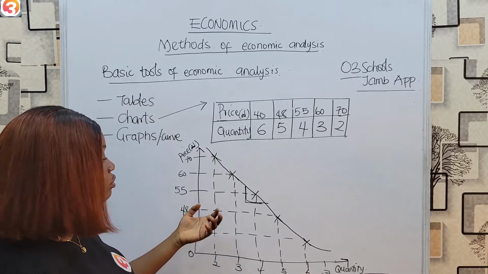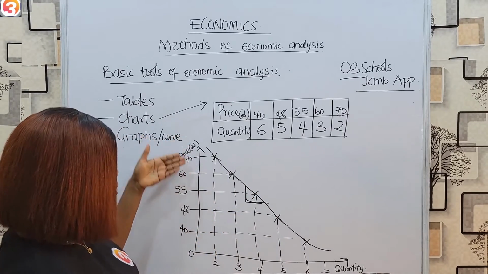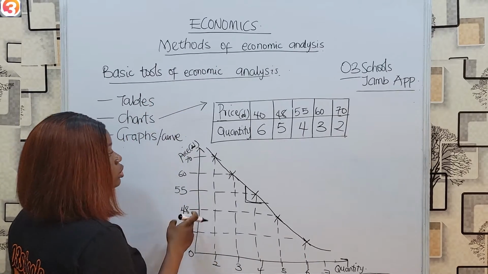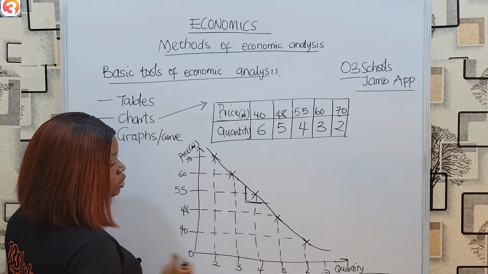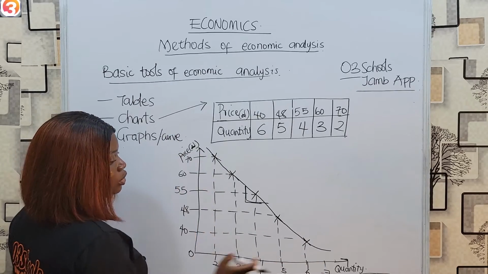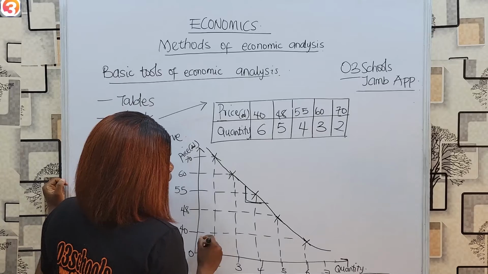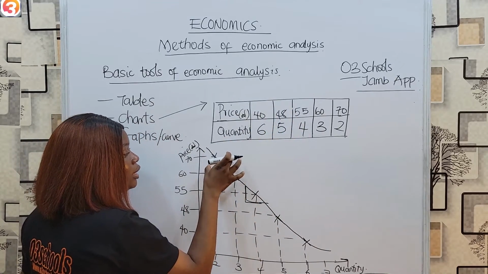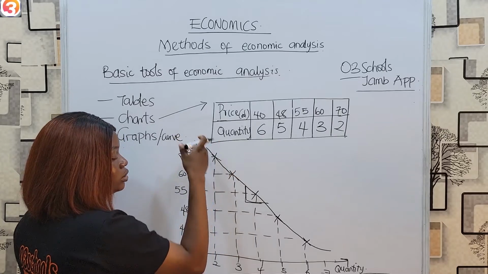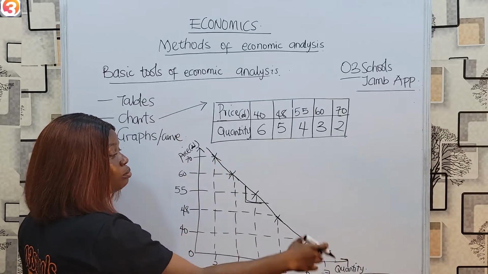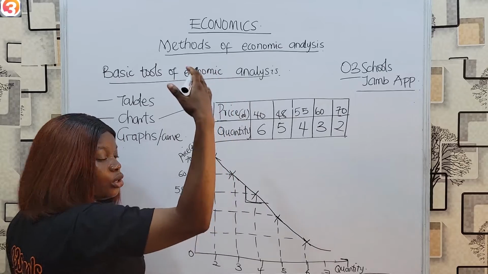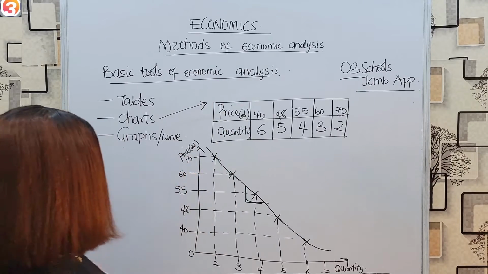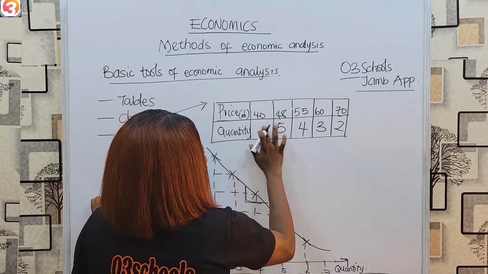This graph is definitely going to have a negative slope. As price increases, quantity decreases, which is, as this is going this way, this is going this way. But in a case whereby it is going this way and going this way, we have an upward slope. Don't forget, a negative slope is a downward direction, but a positive slope is going upwards.